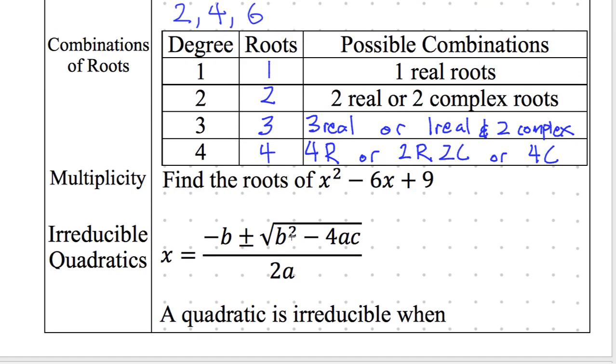All right. So let's talk about multiplicity. Multiplicity is this cool word. Let's find the roots of x squared minus 6x plus 9. Use your advanced ninja star in your head. This factors as what times what? What times what? 3x. X minus what? Oh, 3. X minus 3, x minus 3.